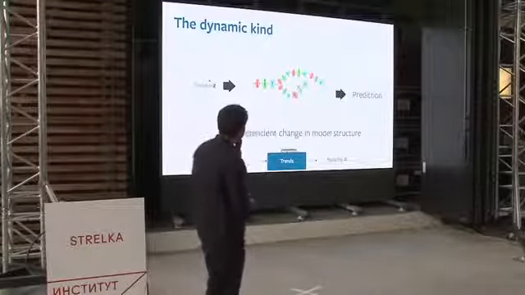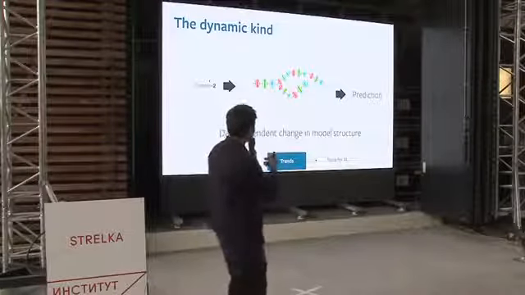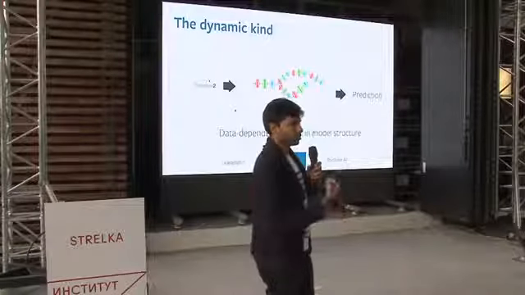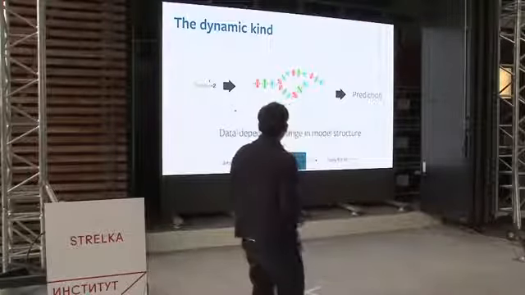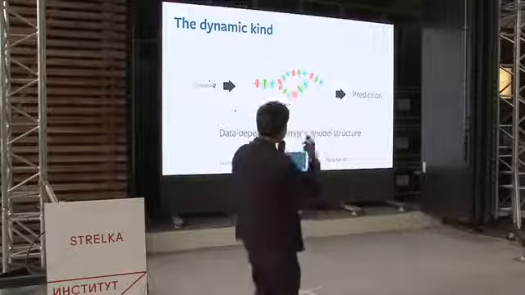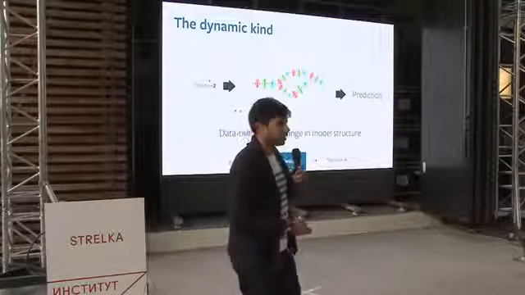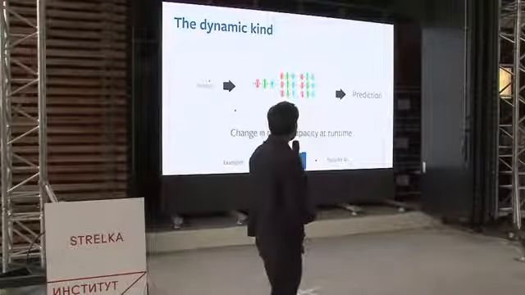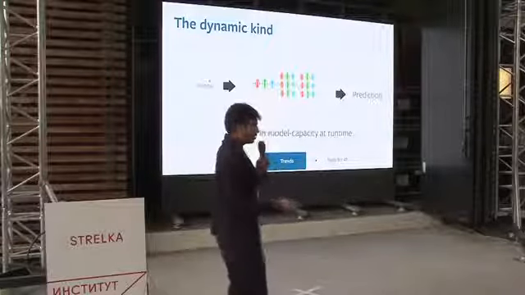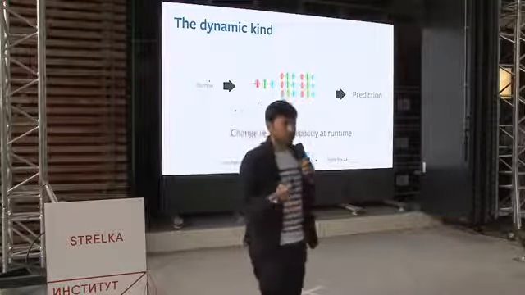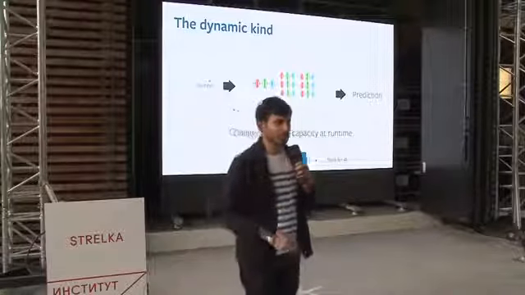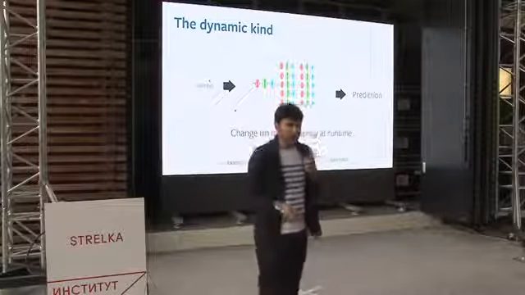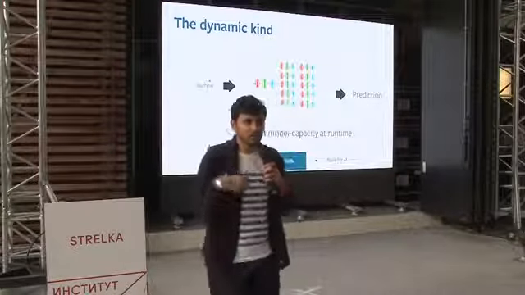But then when sample two comes in, some part of the neural network decides that it wants to change its structure according to the nature of sample two. And this data-dependent change in model structure is what I call dynamic neural networks themselves. You can also have memory-augmented neural networks that decide at runtime that they need more memory capacity, so they will just increase the number of layers they have at runtime based on some internal criteria.